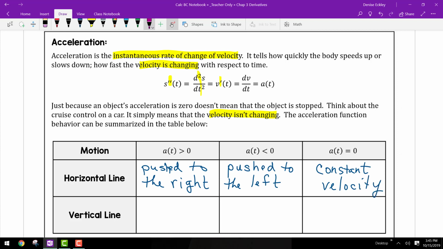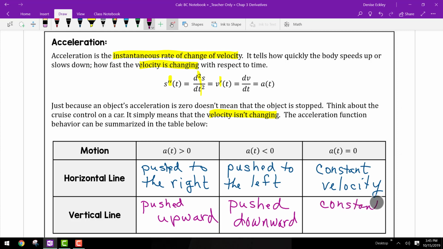And we can make the same kind of argument if we're talking about vertical line motion. So if your acceleration is greater than 0, it's being pushed up. If it is less than 0, then the vertical line motion is being pushed down. So it's like you're trying to slow it down upward. And then finally, if it is 0, again, you have constant velocity.